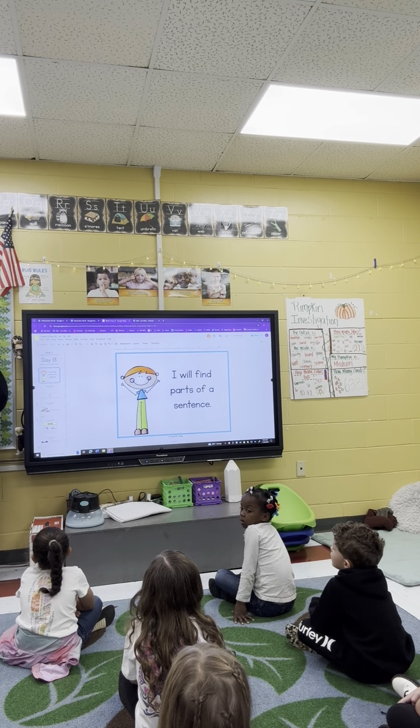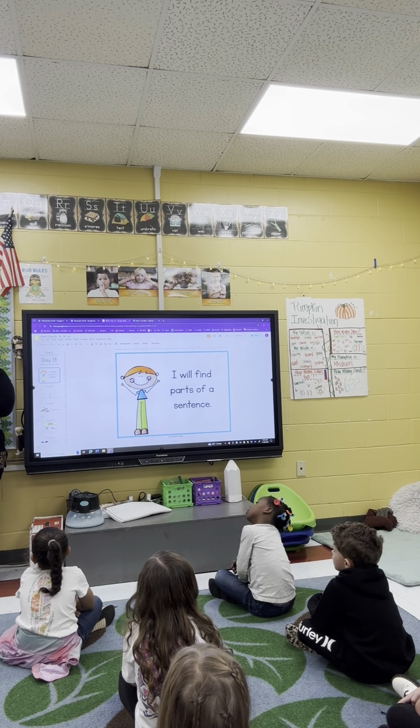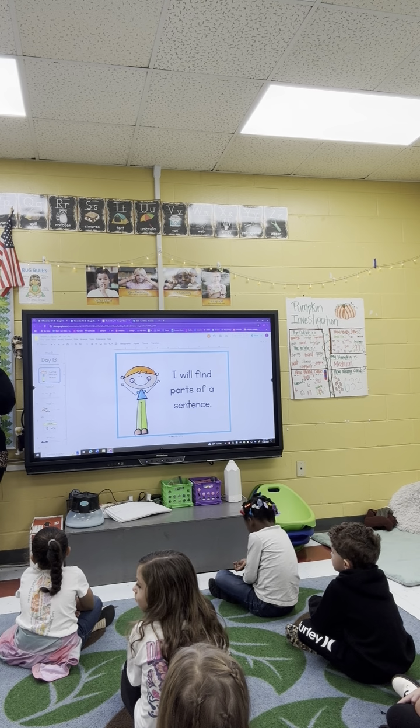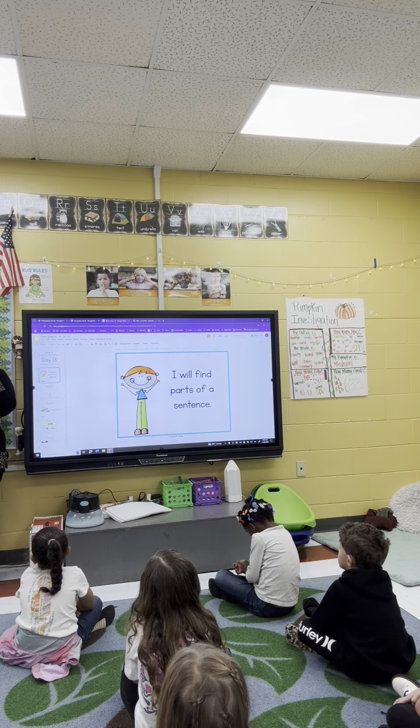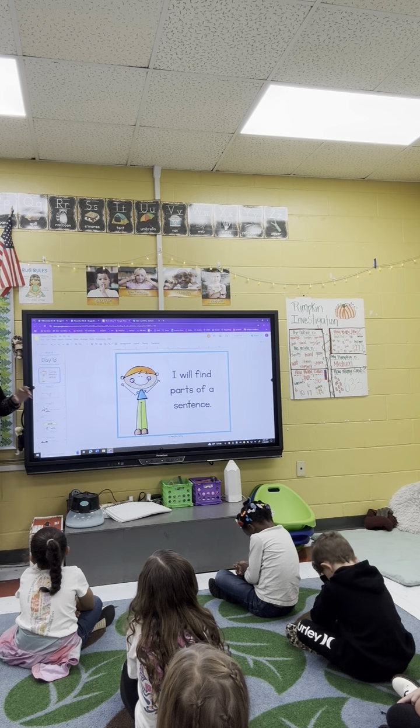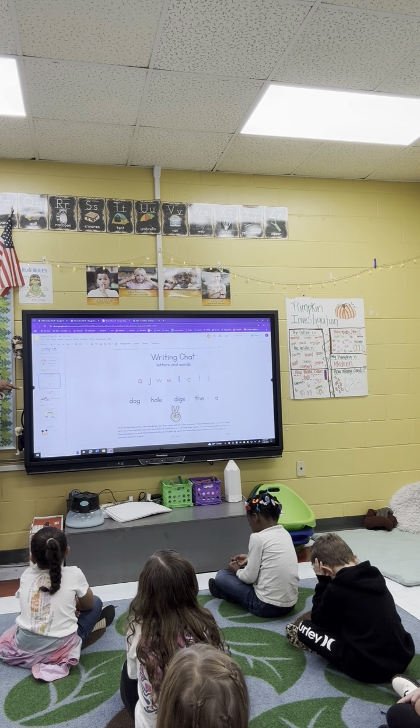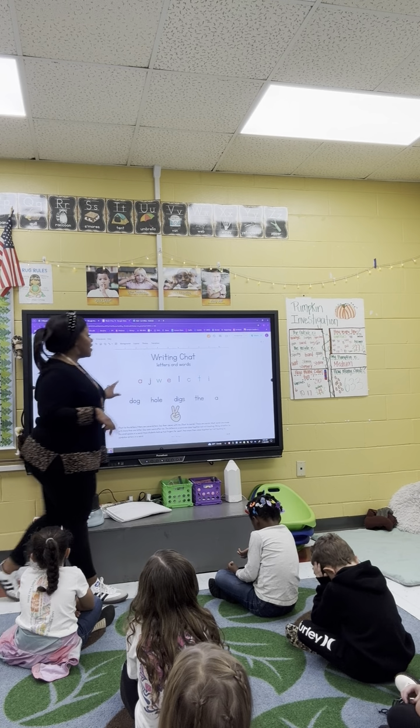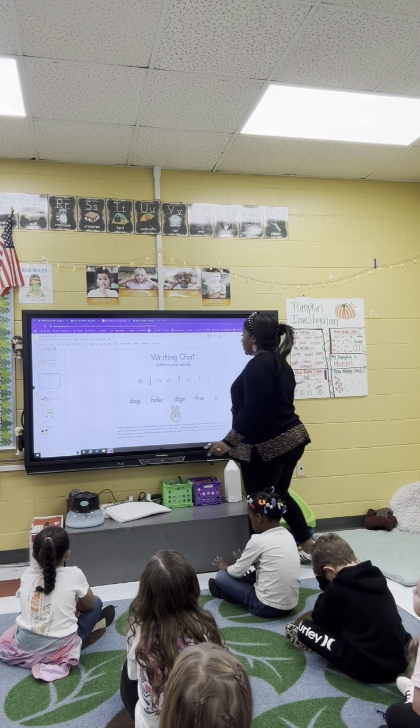We've been learning our words, but today we're going to focus on writing our sentences. So for our sentences, you have two parts, a naming part and a telling part in your sentence. So before we start with sentences, we're going to look at a few words and letters.